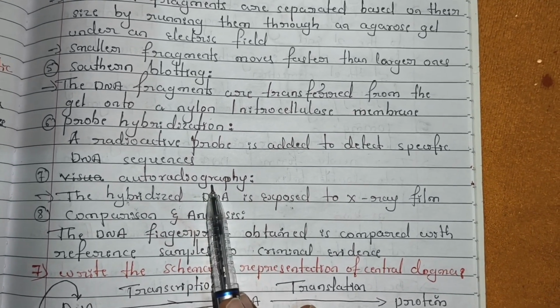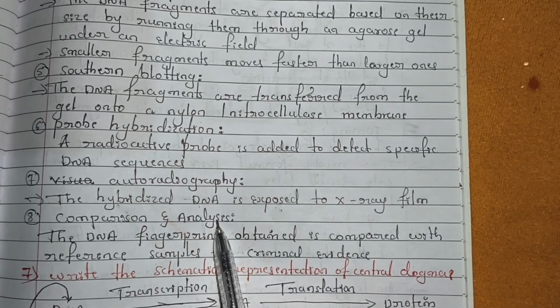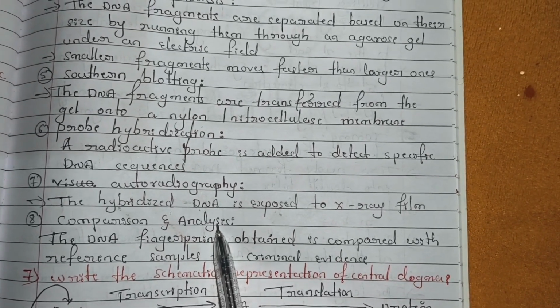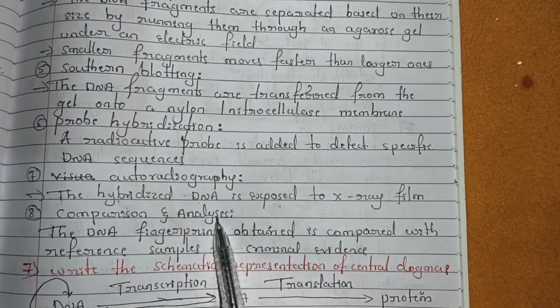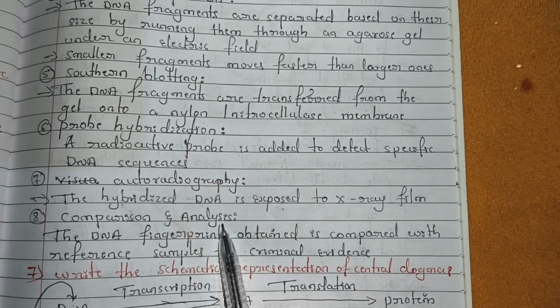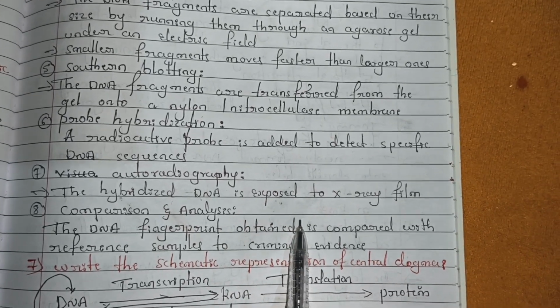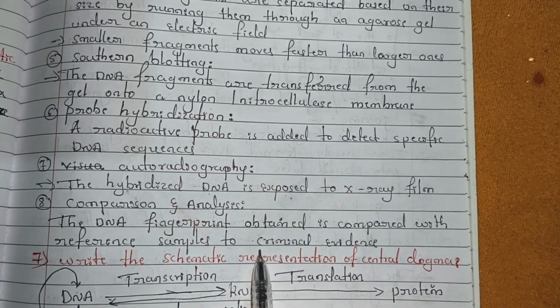Once we check the autoradiograph, we can see whether a matching band forms between the person who committed the crime and the sample from the crime scene. So we compare the samples, and if they match, we can say that that particular person committed the crime.